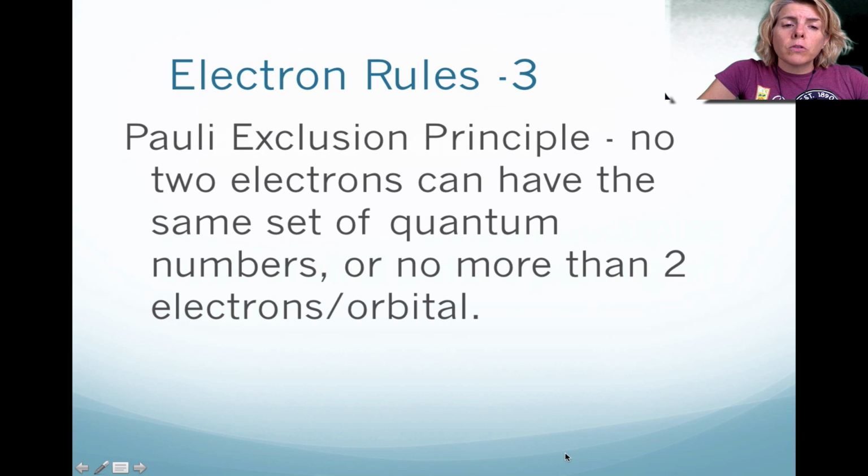The Pauli exclusion principle says that no 2 electrons can have the same set of quantum numbers, and we'll talk more about that in class. But notice that you can also have no more than 2 electrons per orbital.